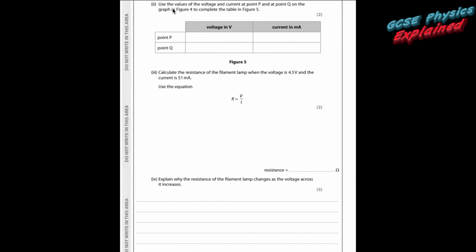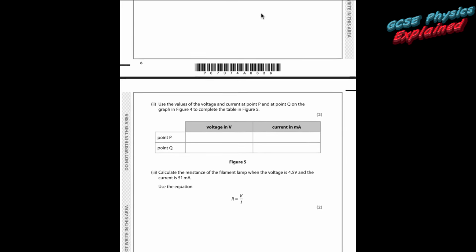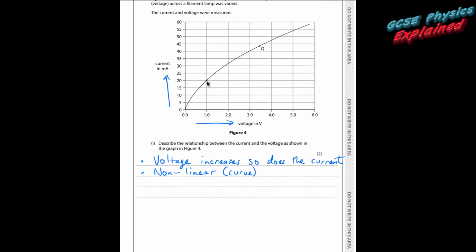Part 2. Use the values of the voltage and current at point P and at point Q on the graph in figure 4 to complete the table in figure 5. Right, let's have a look at that graph. At point P, the voltage is 1 and the current is 20 milliamps. So at P, the voltage was 1 and the current was 20 milliamps.